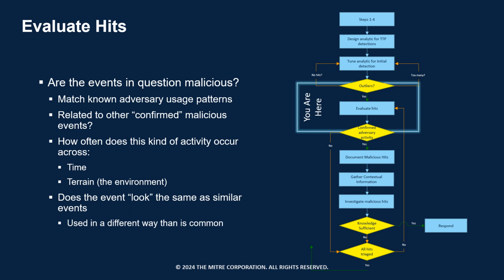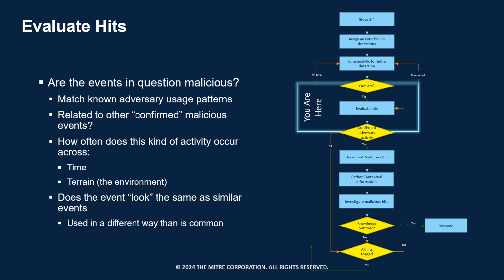Now that we have some outlier events to start using to find initial malicious activity, we need to start evaluating each of those hits to determine if they're actually malicious or not. Unfortunately, there is no concrete method that I can tell you that works 100% of the time. It is very subjective. A lot of times we are looking for things that are either out of the ordinary or that we can tie back to known adversary usage patterns. We can get those patterns from cyber threat intelligence reports, ATT&CK, open source reporting, or other threat reports that we might find in the open domain.